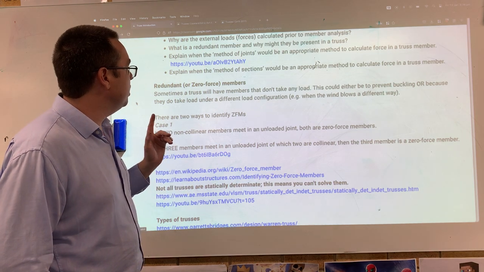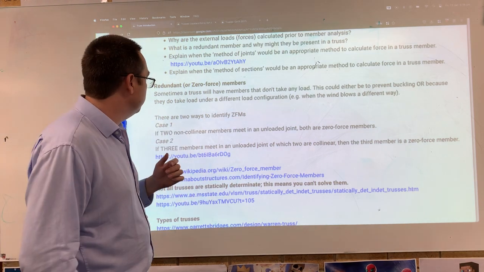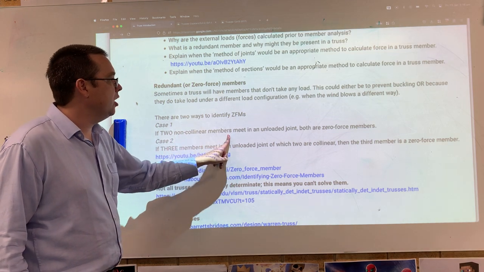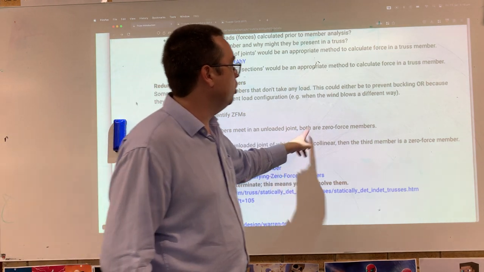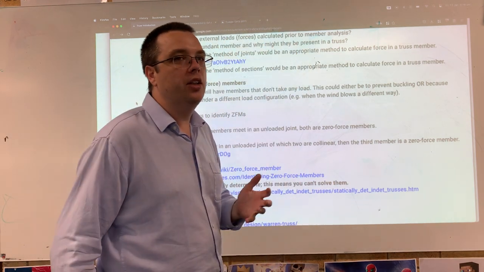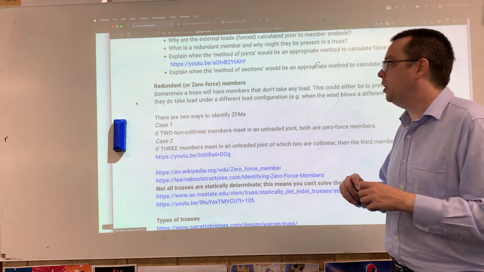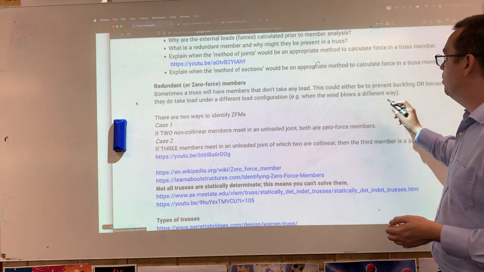There are two ways to identify ZFMs, or zero force members. Case one: if there are two non-collinear members that meet in an unloaded joint, then both are zero force members. Now that's a clear sentence, but it's one of those things where if you want to be accurate and correct, you have to use really difficult words.